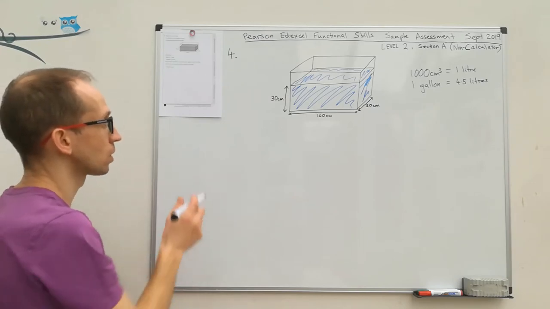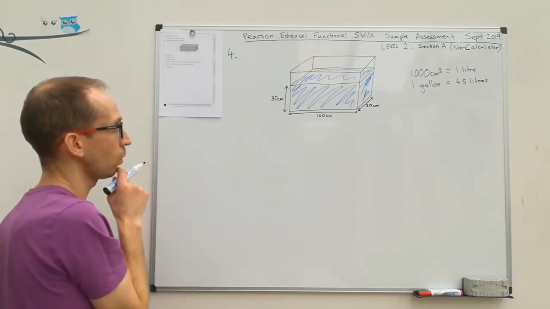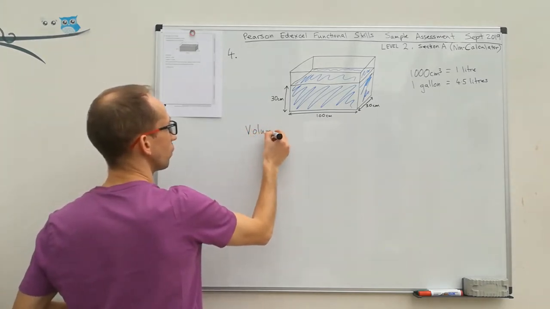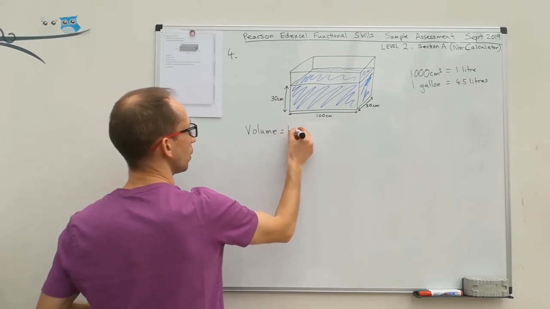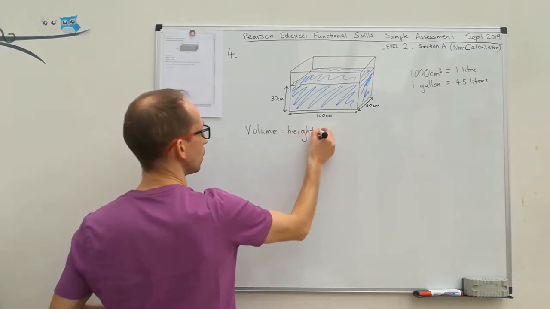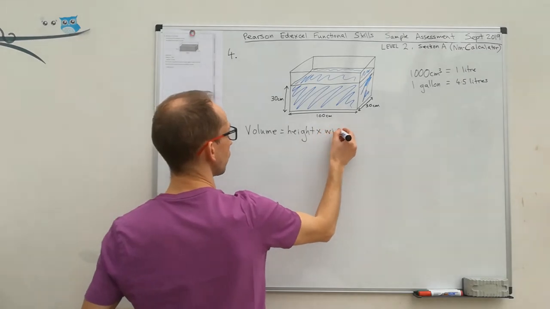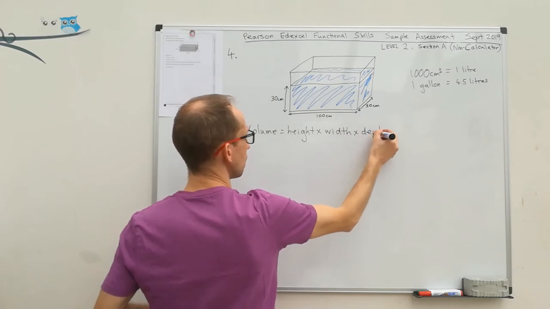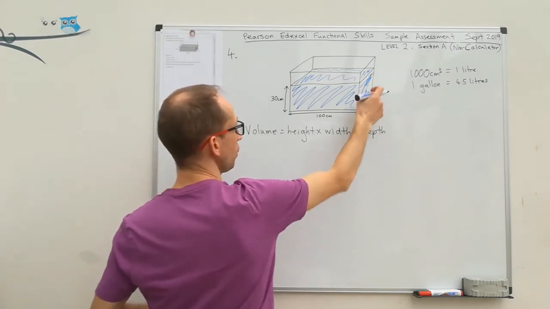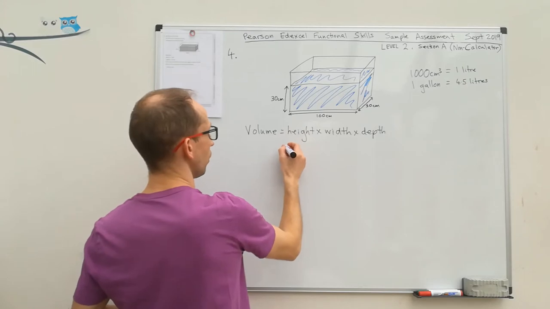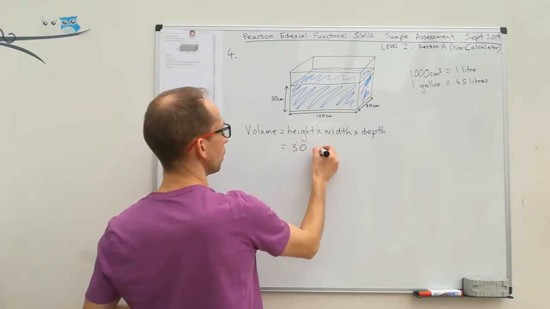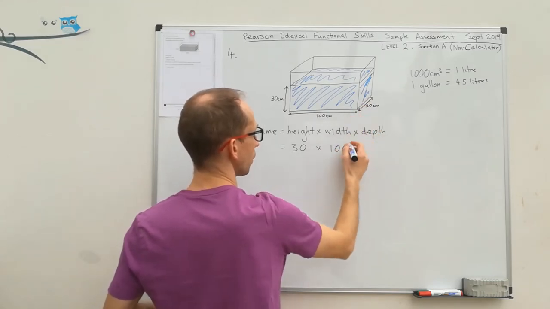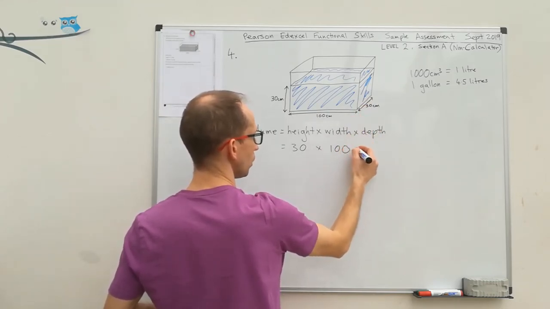Okay, so first thing we're going to do is work out the volume. So, volume is equal to the height times the width times the depth. And by depth, I mean the depth of the cuboid. So, the height, we've got 30. The width, we've got 100. And the depth, make it clear that's 100. We put another 30.